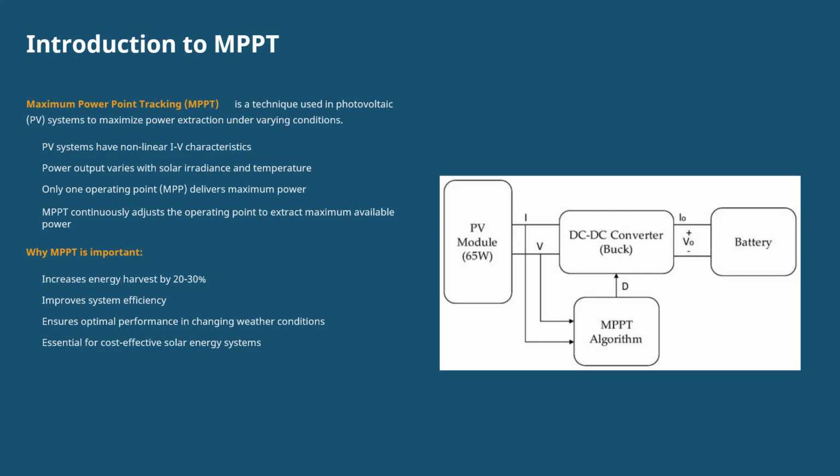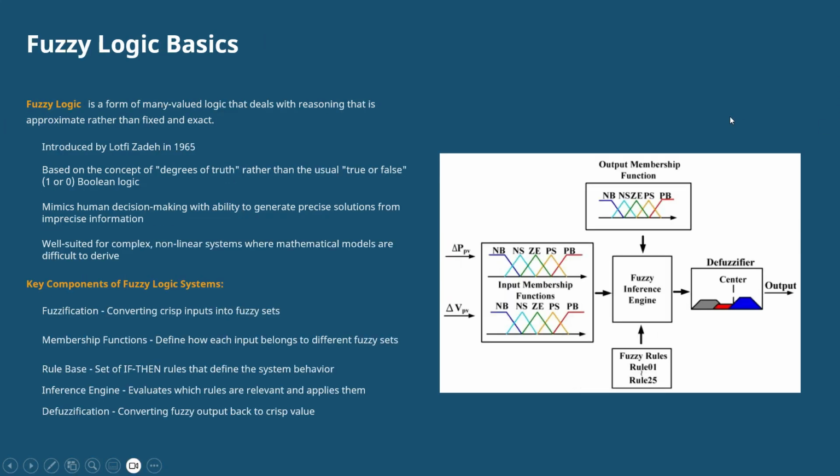The fact is that implementing MPPT can increase energy output by 20% to 30%, making it crucial for cost effective and efficient solar systems, especially under varying environmental conditions. Now we move to the next slide for today's topic, that is our fuzzy logic based MPPT.